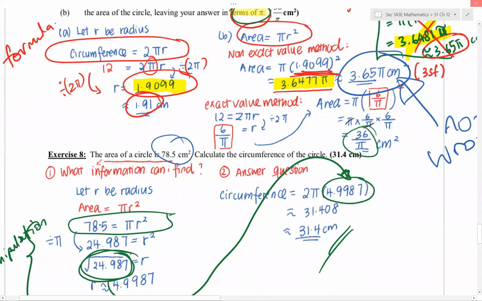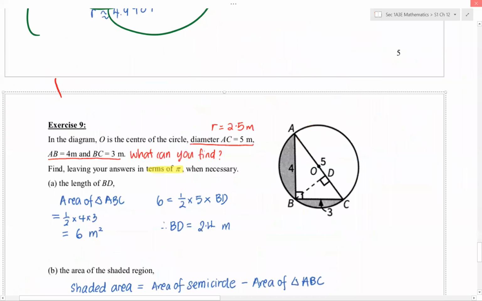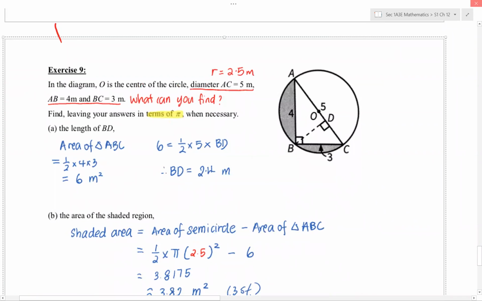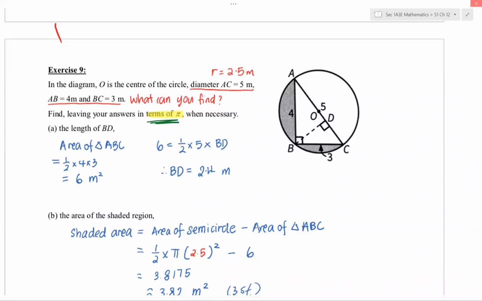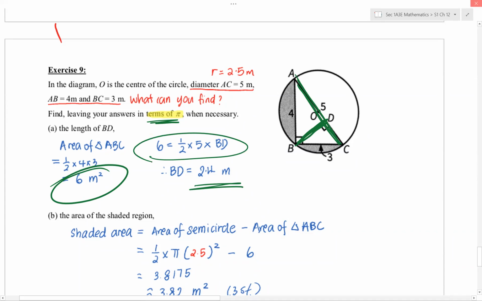Okay, and this is the last question. In the diagram, center of the circle, diameter AC 5 meters, AB 4, BC 3. Leaving in terms of pi again. You have to get used to this, leaving your answers in terms of pi. The length of BD, so B to D. Same thing again. Area of triangle, half times 4 times 3, we get 6. Alternative base being 5, with the unknown as the perpendicular height, 2.4 meters again. Same thing, substitute and manipulate.